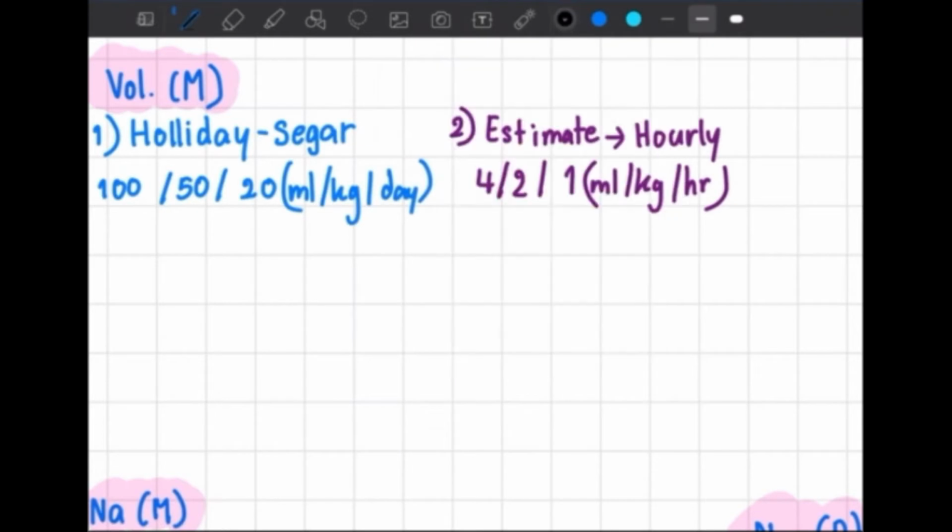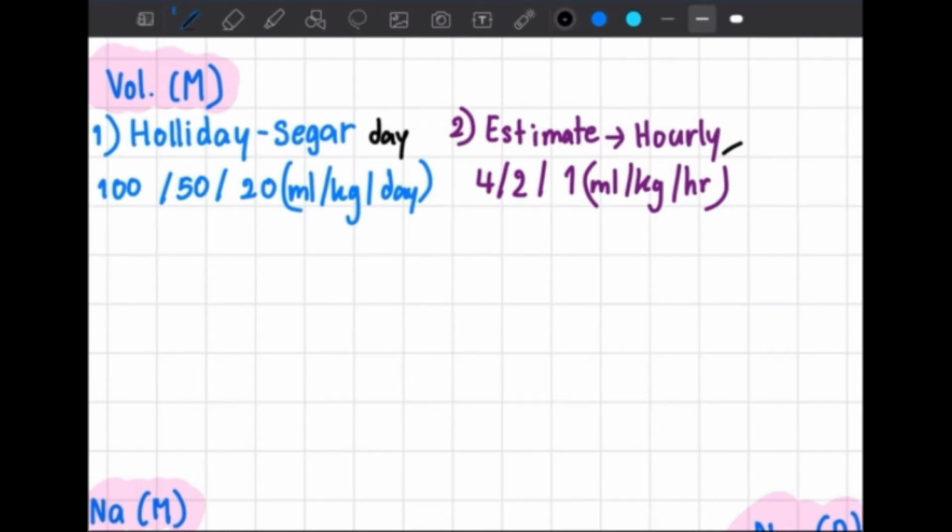So there are two ways a person can go about finding this. The first one is the Holiday-Segar method, which gives you the fluid needed daily, and then there's the estimate, which gives you the hourly rate. So how do we do this? It's very simple. Let's start with the Holiday-Segar method. The Holiday-Segar method gives you a ratio of 100 to 50 to 20. And mind you, this is milliliters per kg per day.